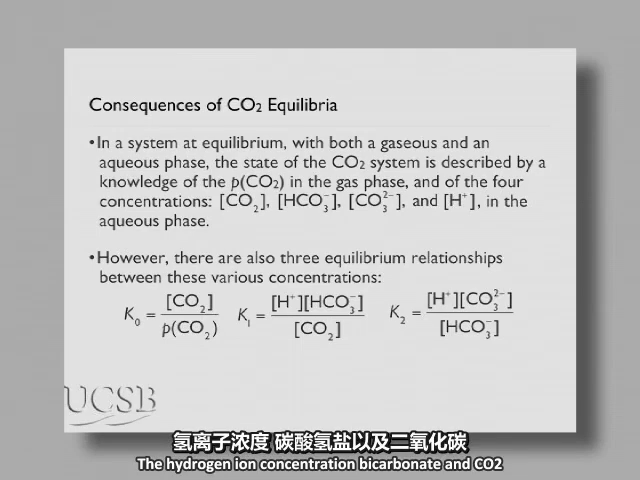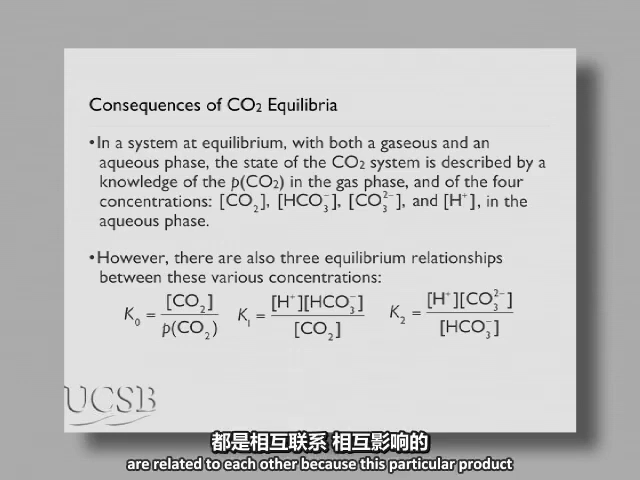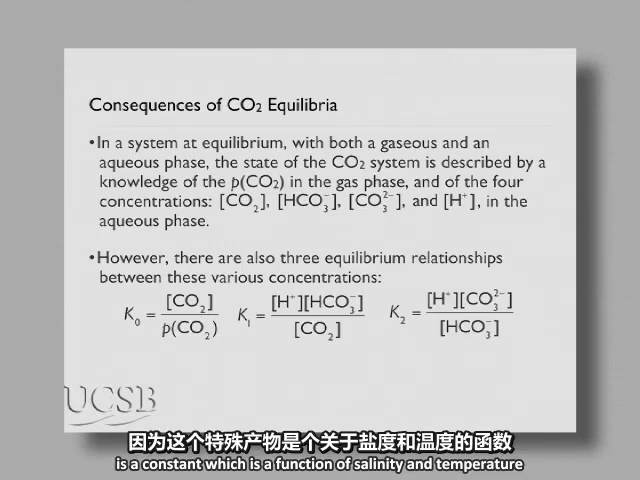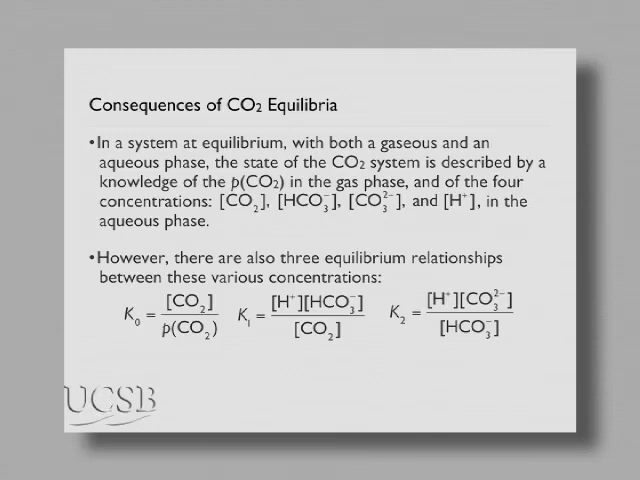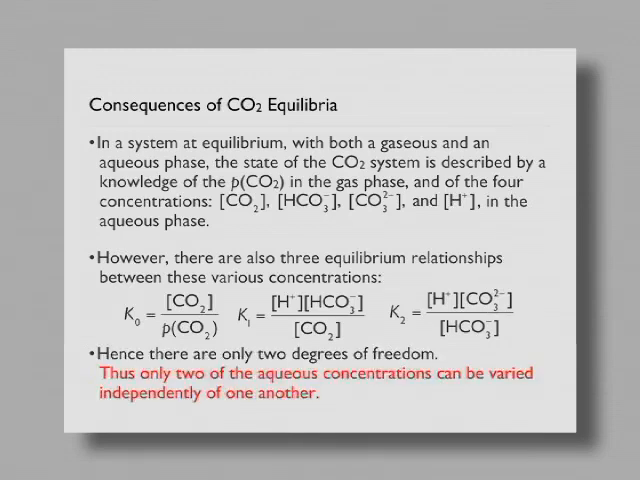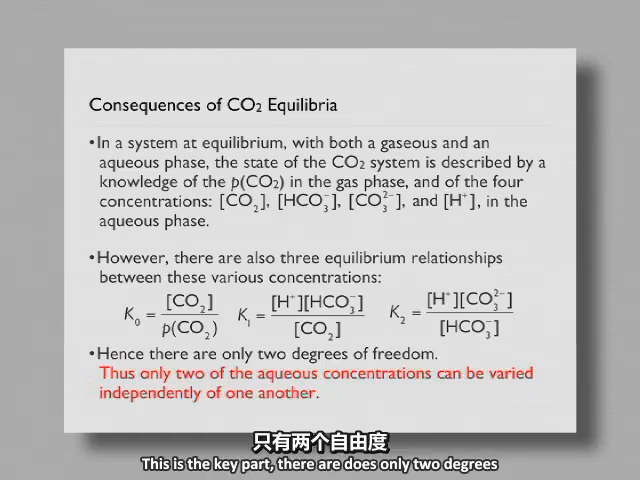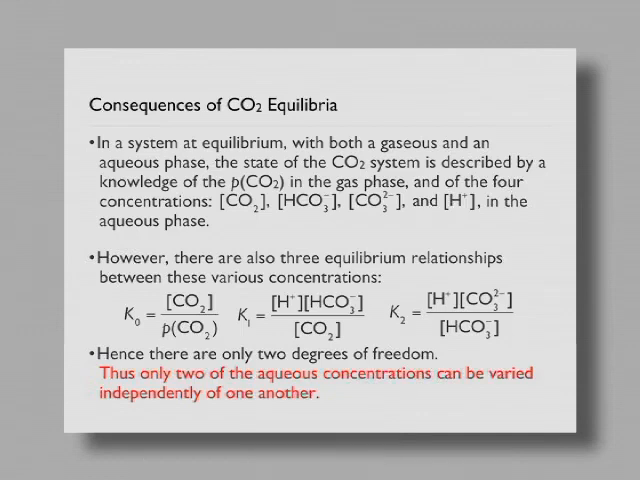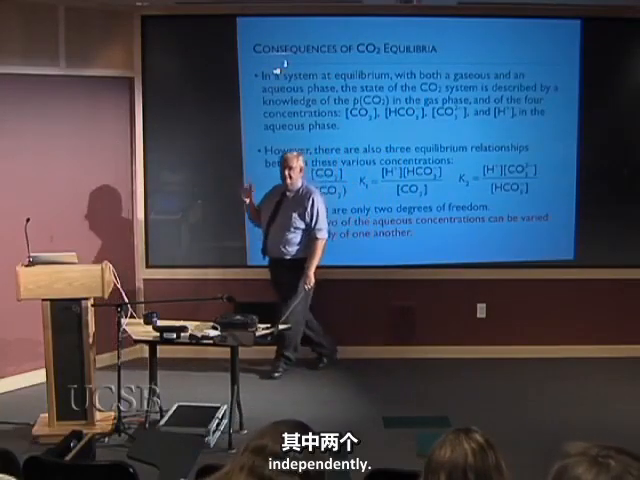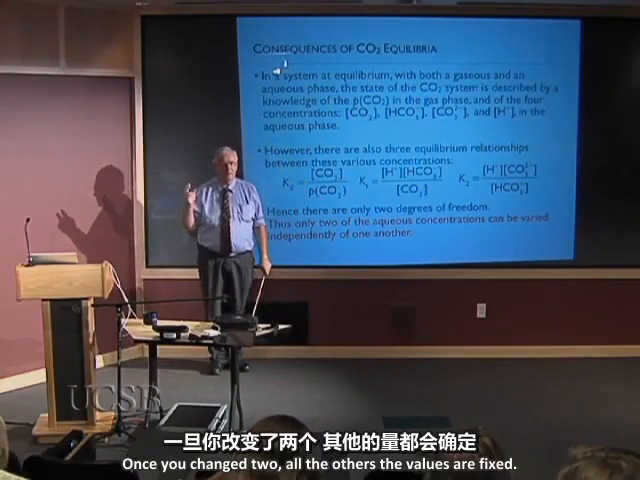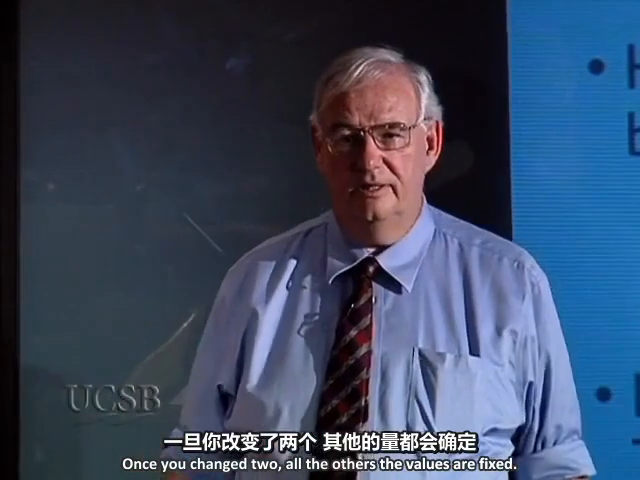The hydrogen ion concentration, bicarbonate and CO2 are related to each other because this particular product is a constant which is a function of salinity and temperature. Similarly for the K2. This is the key part. There are thus only 2 degrees of freedom. Out of these 5, you can only vary 2 of them independently. Once you change 2, all the others, the values are fixed.